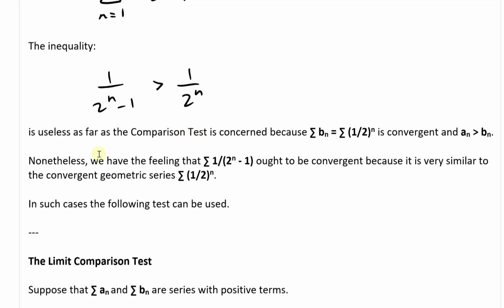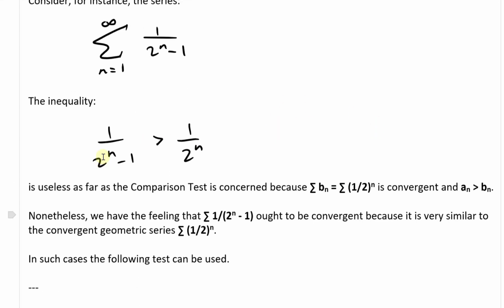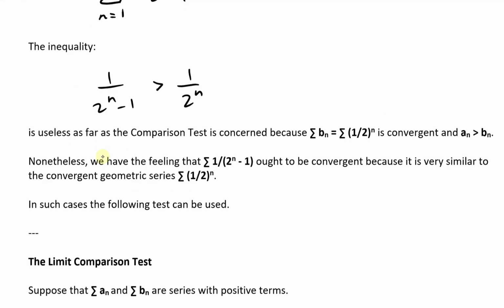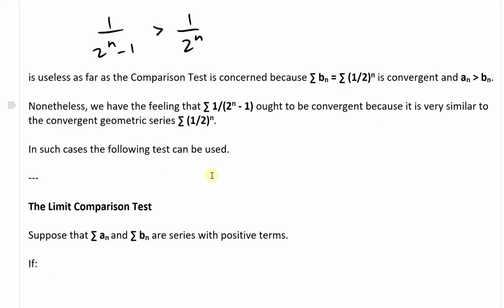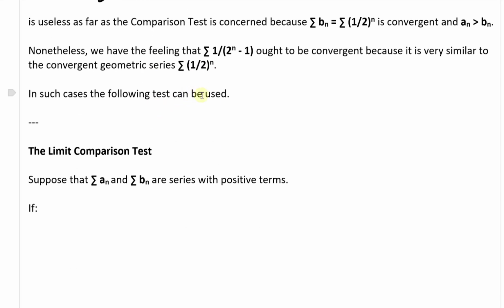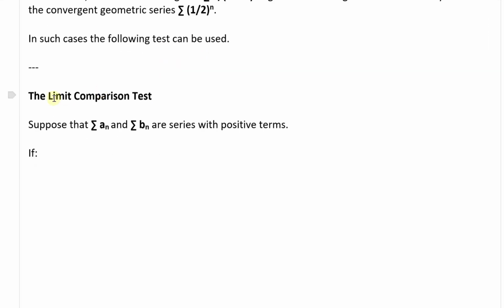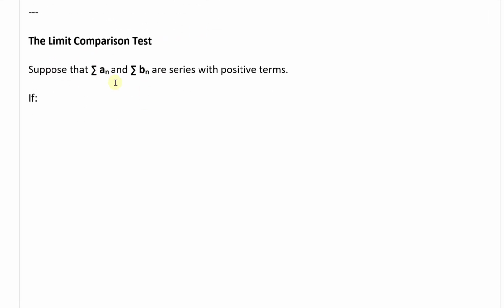Nonetheless, because this is just a minus 1, it should still be convergent, because all we're doing is adding a tiny constant there. We have the feeling that the summation of 1 over 2 to the n minus 1 ought to be convergent because it is very similar to the convergent geometric series, the summation of 1 over 2 to the power of n. In such cases, the following test can be used, and this is the limit comparison test. So let's look at this one.